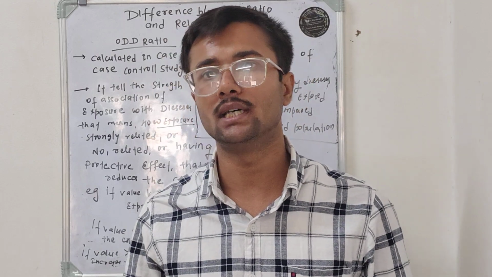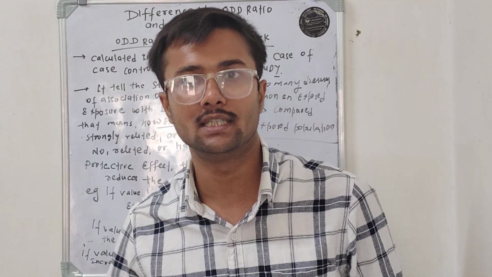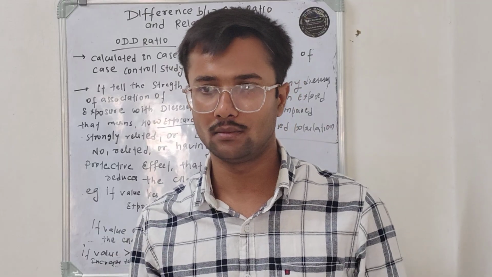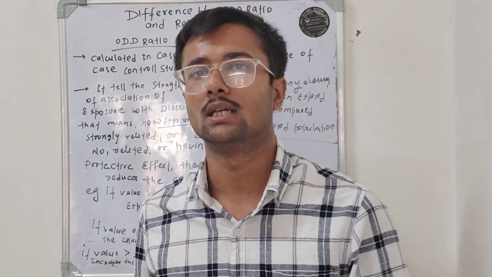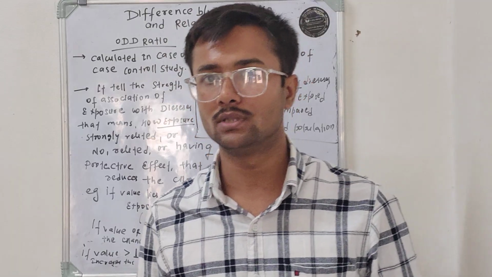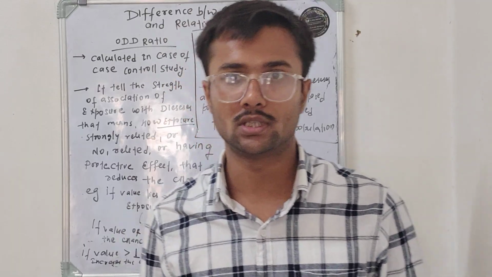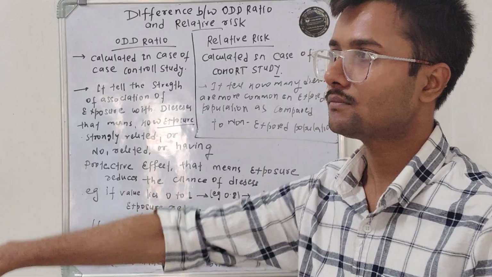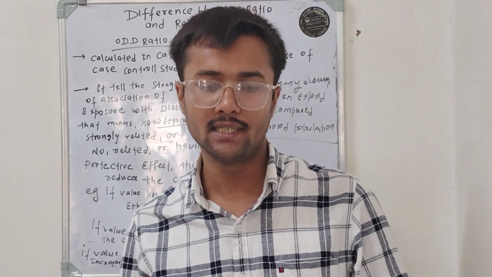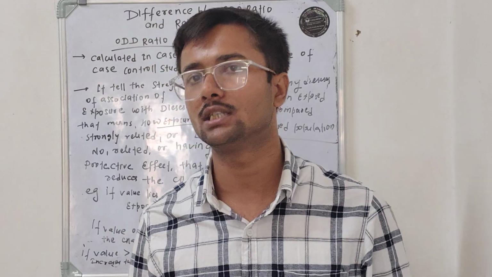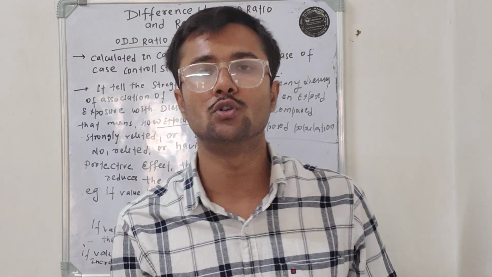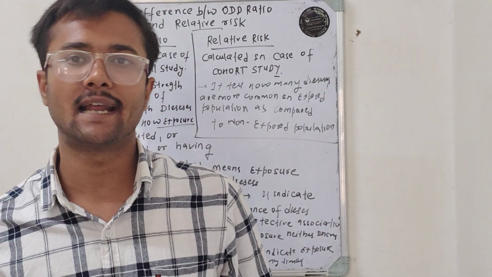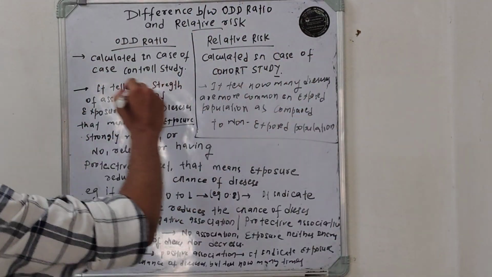First, whether the exposure is responsible for causing the disease or not. The second thing is whether the exposure has no effect on the disease. And the third thing is whether the exposure is beneficial for the disease or not. So all three things we find in case of odds ratio. While in case of relative risk, we try to calculate how commonly the exposed population is affected as compared to the non-exposed population. Okay, so one by one we try to read the things.